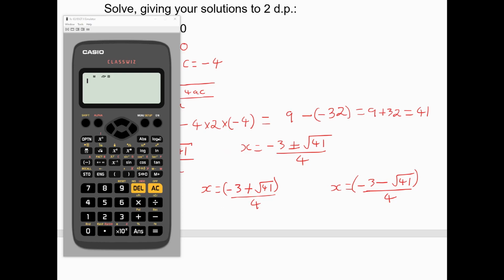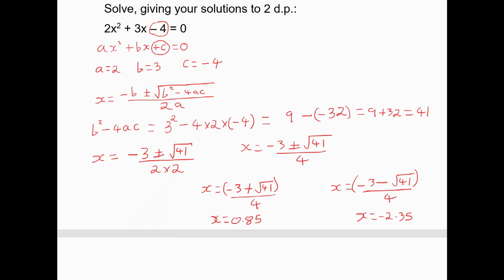I could put my solutions in like this, dividing by 4, and then I press equals. This gives me an answer of 0.85 to 2 decimal places. I could put in minus 3, take away root 41, in brackets, all divided by 4. This will give me an answer of minus 2.35 to 2 decimal places.